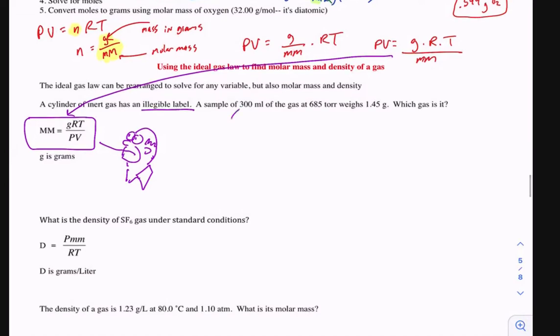Volume, 300 milliliters, right? 300 milliliters, we need to convert this to liters. So 0.3 liters. 685 torr. We need this in atmospheres. Remember, the ideal gas law is very unit specific. You have to have the prescribed units.